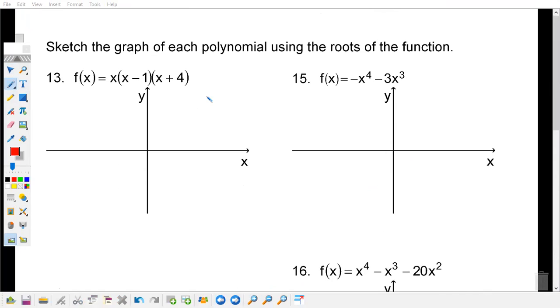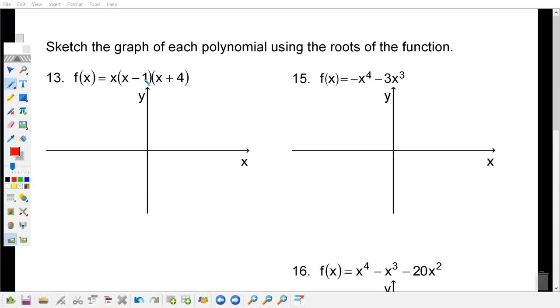All right, so here we have the function f of x equals x times x minus 1 times x plus 4, okay? What we're going to do is identify, without expanding, what the degree is, and based on the degree being odd or even, what its potential shape could be. So we're determining its beginning and end behaviors, okay?